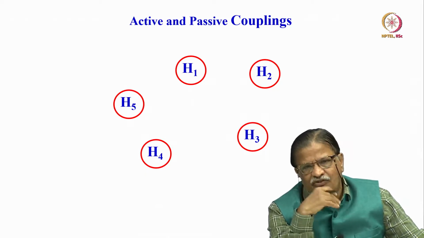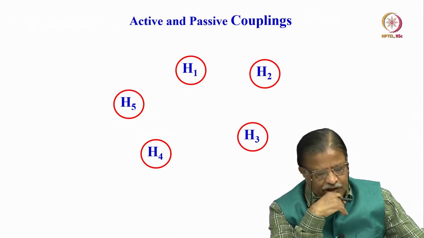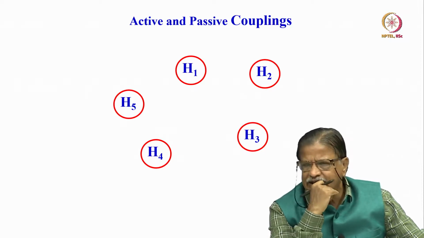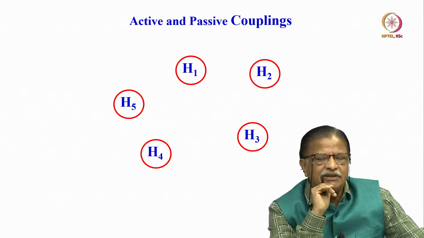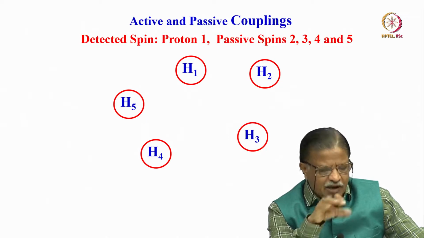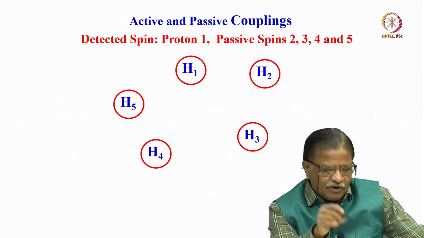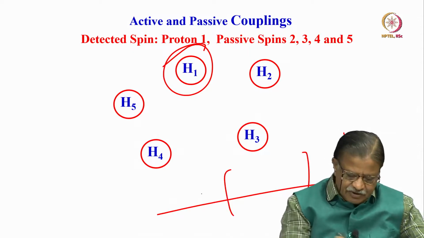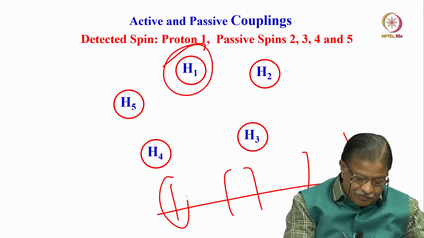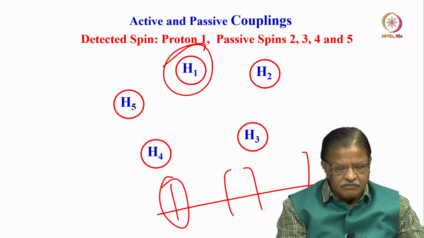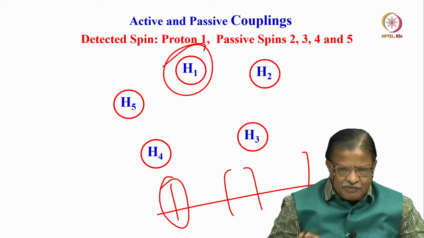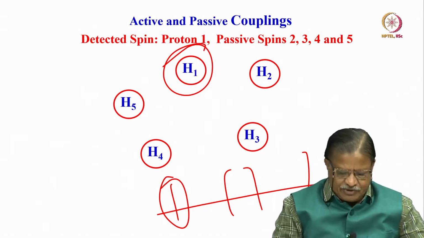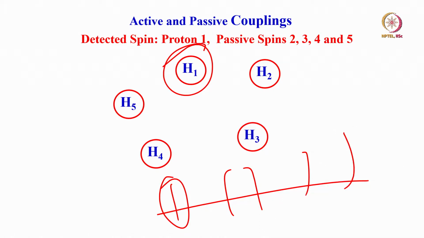Let us say I have 5 protons, 1, 2, 3, 4, 5, which I circled here. They are all coupled among themselves. Now, I am going to detect proton 1. That means there are 5 different chemical shifts. I am detecting, let us say, proton 1 which comes here. It is a coupled spin system. A spin system is one where everything is coupled among themselves. Now, I am looking at this.